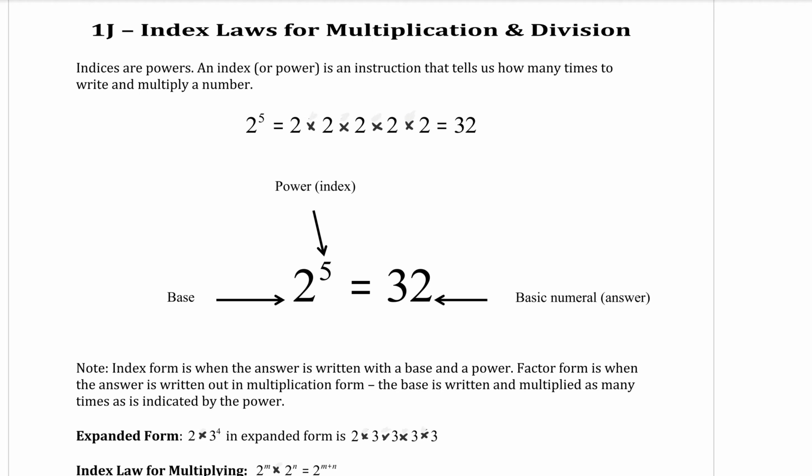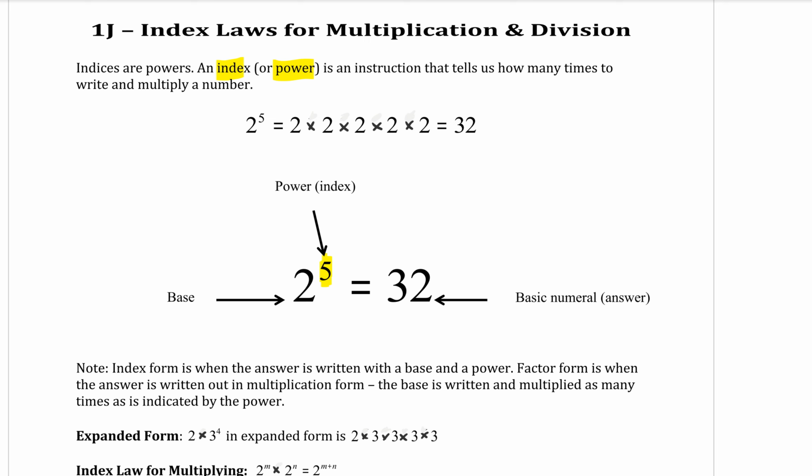So on the top of the page, it says indices are powers. The index or power, it means the same thing, and you can see it here in the example. That power up there, that's what we're talking about, a power or an index. It is an instruction that tells us how many times to write and multiply the number.